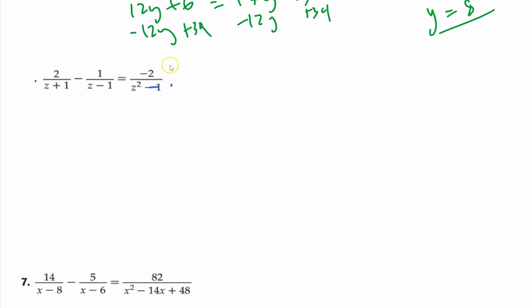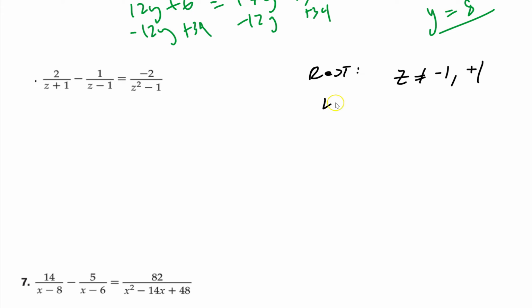So this one, let me do the same idea. Let's do this in a shortcut way. Now I'll do the next one without. Right, so the shortcut way, let's first find my restrictions. Set this equal to 0. You get z can't be negative 1. Set that equal to 0. Your z can't be 1. And that's the same thing.